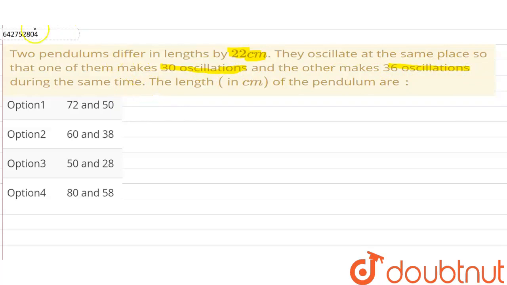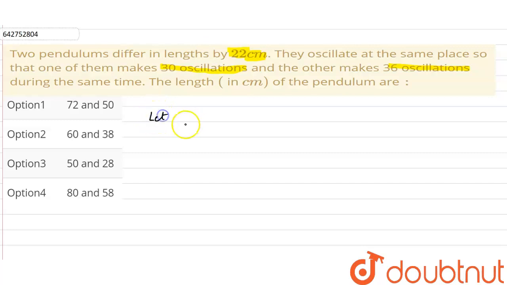Okay, so in the given question we have been given that the difference in the length of the two pendulum is 22 cm and they oscillate at the same place so that one of them is making 30 oscillations and the other is making 36 oscillations in the same interval of time. Now we have to find what will be the length of these pendulums. Okay, now let us suppose the length of the pendulums are L1 and L2.